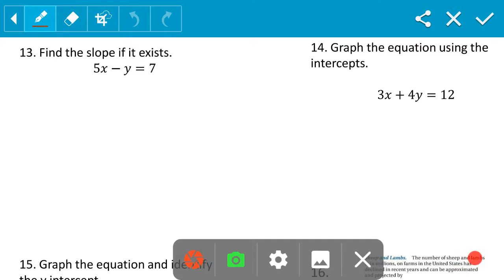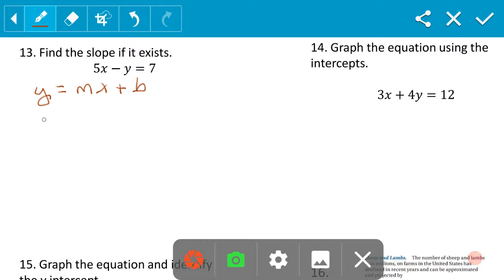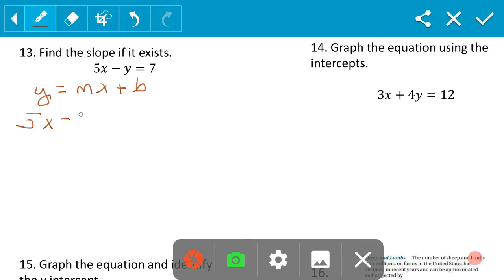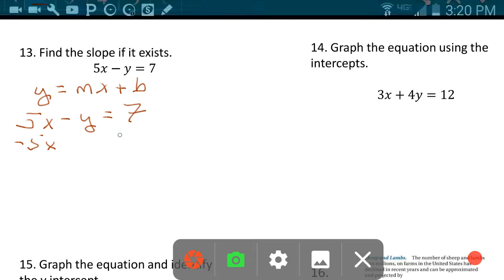Here's the last part of the test 2 review, and question number 13 is find the slope if it exists. And the way we do that is transform this equation into the form y equals mx plus b. So we want to get the y term by itself. Our original equation is 5x minus y equals 7. So let's subtract 5x from both sides.